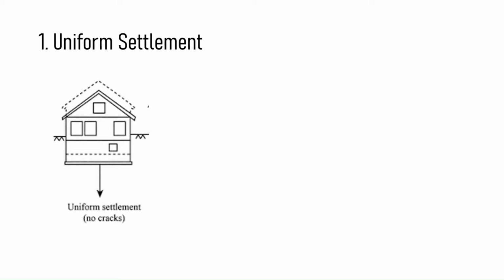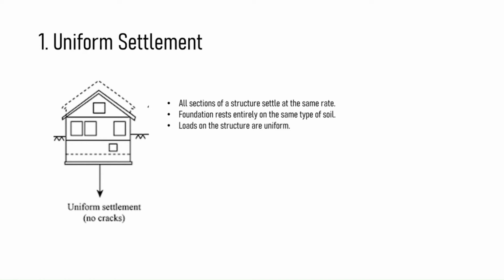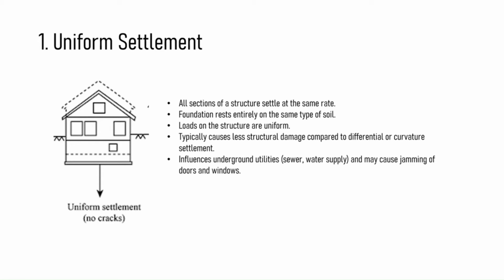1. Uniform foundation settlement. Uniform foundation settlement occurs when all the sections of a structure undergo the same rate of settling. It is likely to occur when the entire portion of the foundation lies on the same kind of soil. Also, the loads on the structure are uniform throughout. Now, compared to other types of foundation settlement like differential settlement or curvature settlement, uniform foundation settlement is normal and typically causes less structural damage. However, uniform settlement influences the underground building utilities like sewer and water supply, and causes jamming of doors as well as windows.